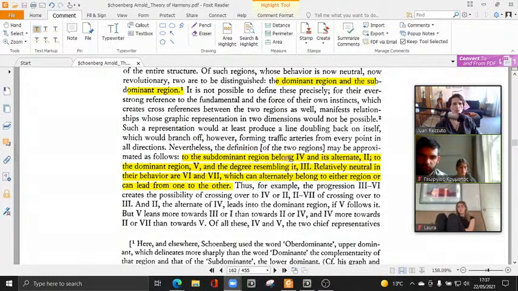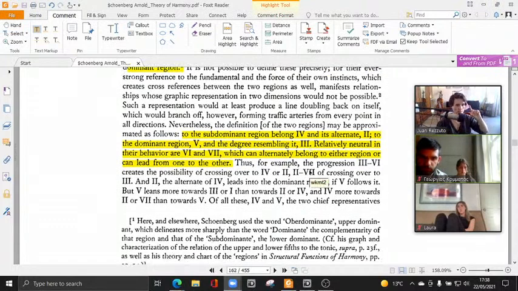Nevertheless, the definition of the two regions may be approximated as follows. To the subdominant region belong the fourth, the subdominant, and its alternate, the supertonic, the second. To the dominant region, the dominant, or the fifth, and the degree resembling it, the third. Relatively neutral in their behavior are the sixth and the seventh, which can alternatively belong to either region or can lead from one to the other.